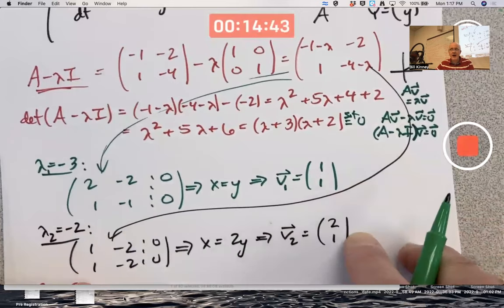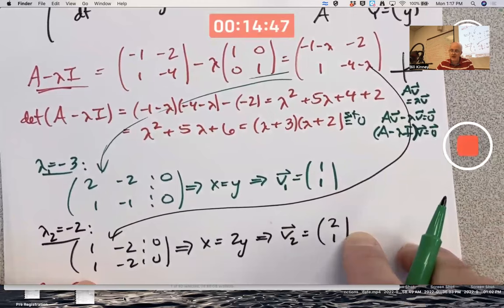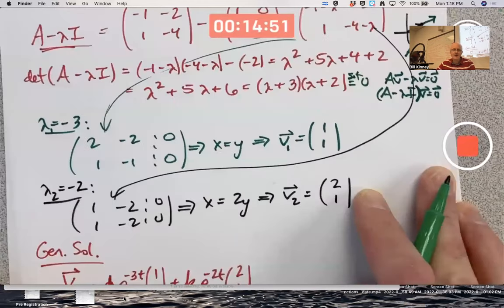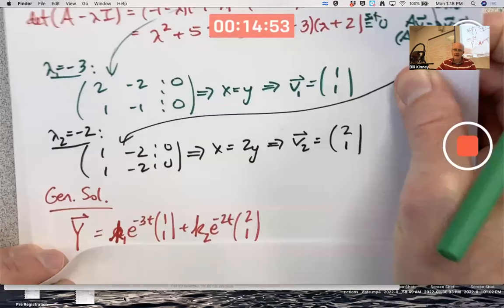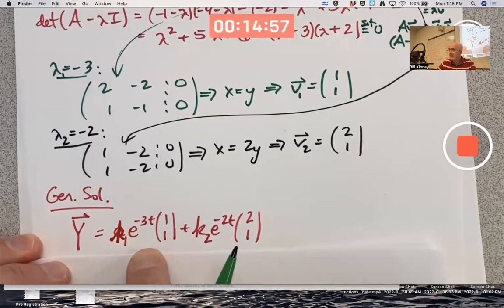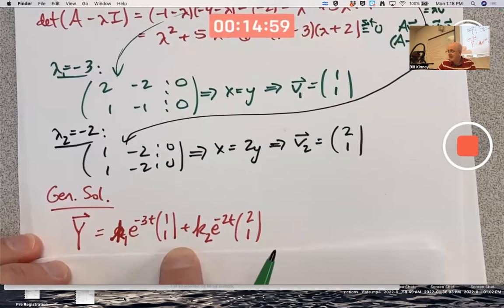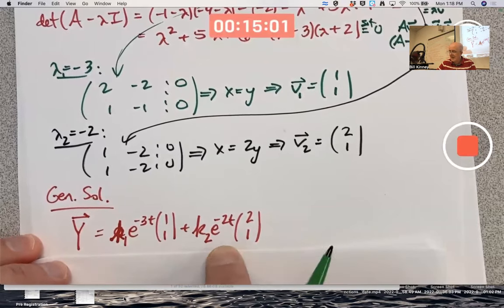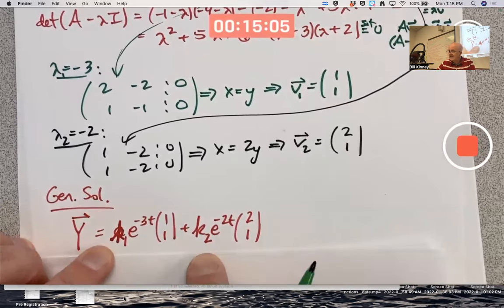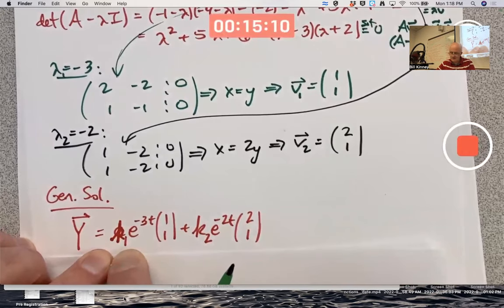These do then help you find the general solution and also help you draw the phase plane. Let's talk about that next. So the general solution, you take a linear combination of e to the lambda 1 times t times its eigenvector and e to the lambda 2 times t times its eigenvector. K1 and K2 are arbitrary constants. I started making a C there. That's why it looks a little funny.